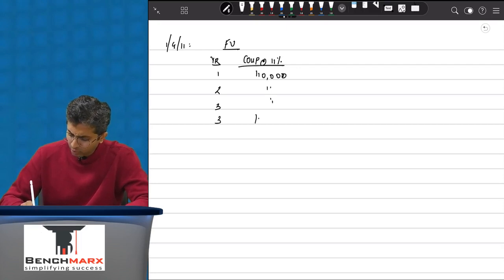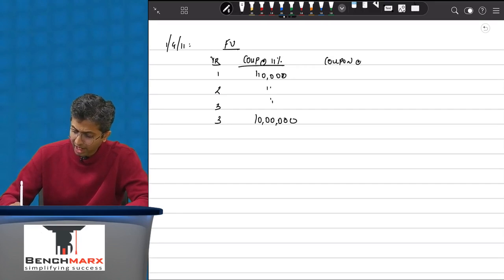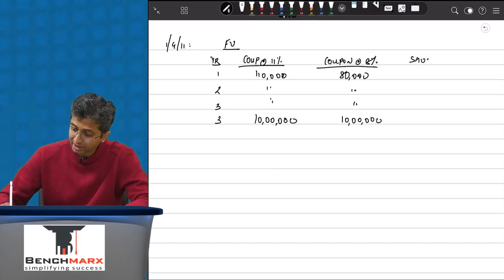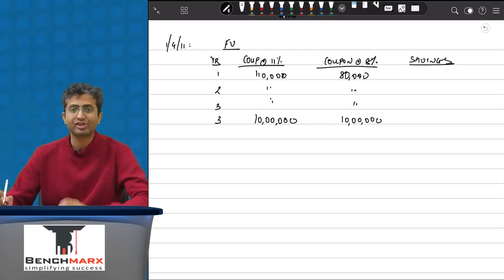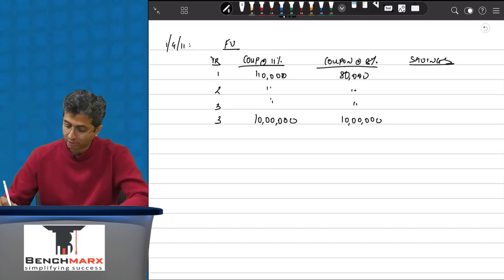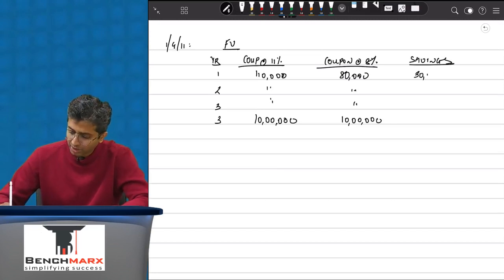Well, the repayment would still be 10 lakhs. And with the guarantee, the coupon at the rate of 8% would have been 80,000. The ultimate repayment at the end of the third year would still be 10 lakhs. And hence the savings that are generated, a cash outflow avoided is similar to a cash inflow, are 30,000. This is 30,000 for year 1, 2 and 3. There is no savings on the principal.